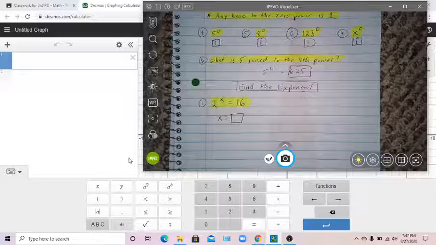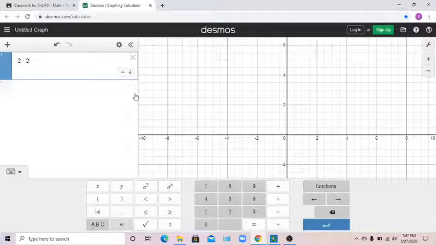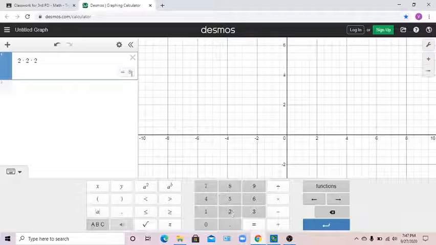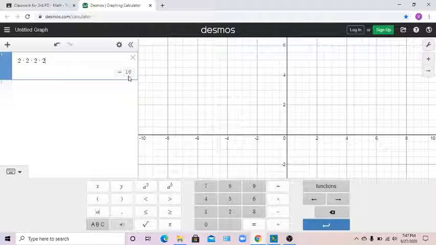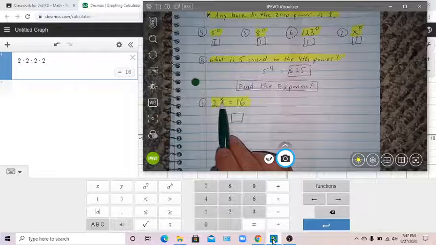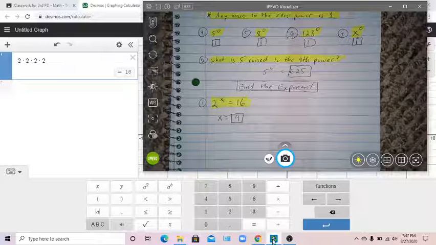Desmos is really good here because I can type in 2 times 2, which gives me 4. So I keep multiplying by 2: times 2 gives me 8, times 2 gives me 16. So 2 multiplied by itself 4 times gives me 16. Going back here, that exponent x has to be 4. That's what you type into IXL.